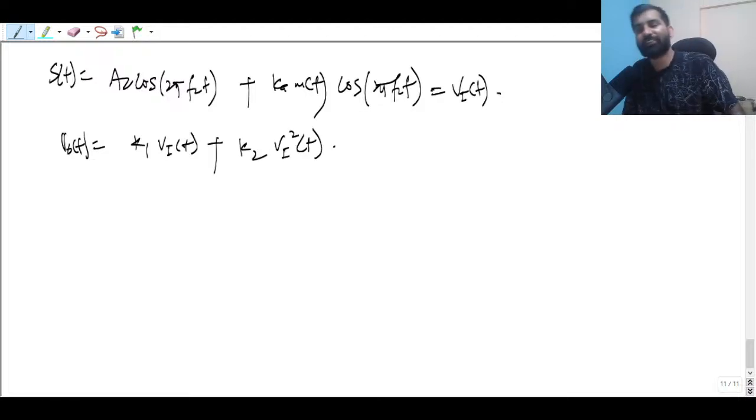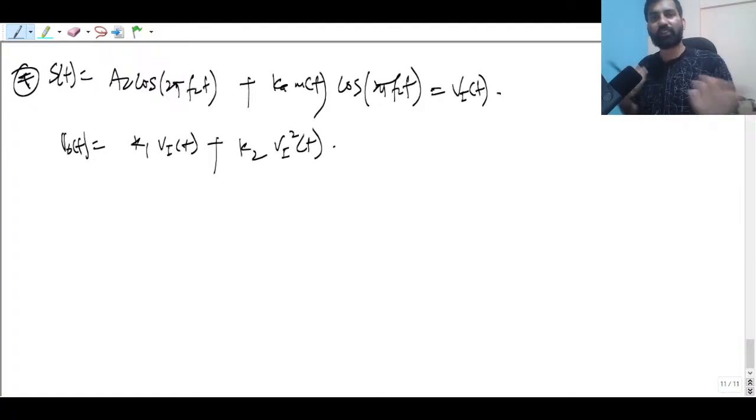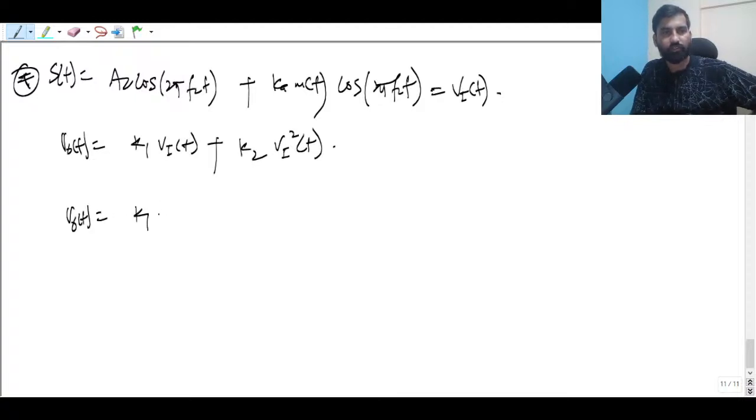Sometimes in some books you will find a and b, but here I'm using k1 and k2. These constants can be anything. So st equal to Ac cosine 2 pi fc t plus k m t cosine. This is standard, you should remember it; don't think Dheeraj Sir is writing it on his own. Now you plug all this in here, so k1 vi, that is nothing but Ac cosine 2 pi fc t.